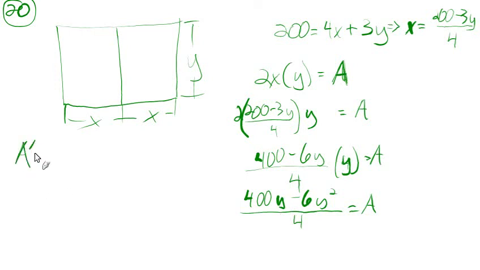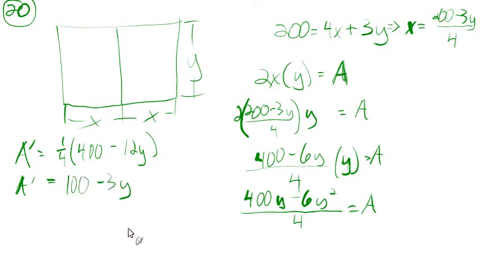So since we're talking about change, we want to take the derivative of the area with respect to y. So this will be 1/4 times 400 minus 12y. I just pulled that 1/4 out, made that a constant. So A prime equals 100 minus 3y. All right, and so this is the slope of this original function, and wherever this slope is equal to 0, we have found our optimal choice for y.